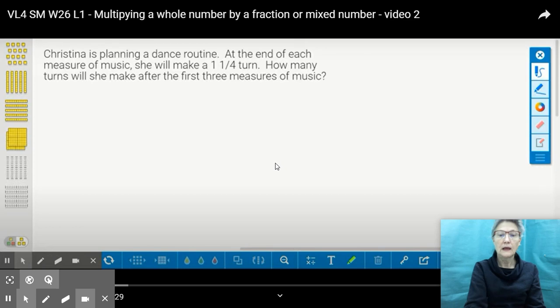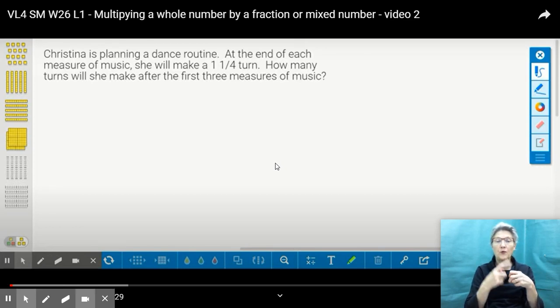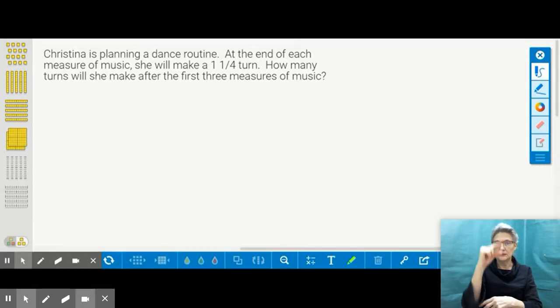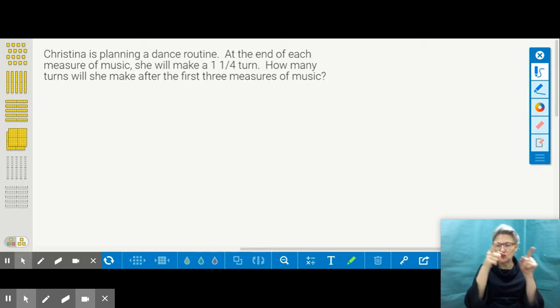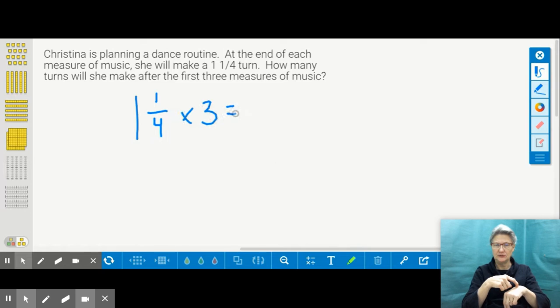Now we're going to take a look at a problem where we're going to multiply a mixed number by a whole number. So this says, Christina is planning a dance routine. At the end of each measure of music, she will make 1 1/4 turns. How many turns will she make after the first 3 measures of music? So I know that she's making this 1 1/4 turn each of the 3 measures. So I'm going to do 1 1/4 times 3.